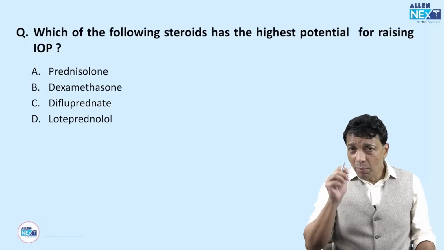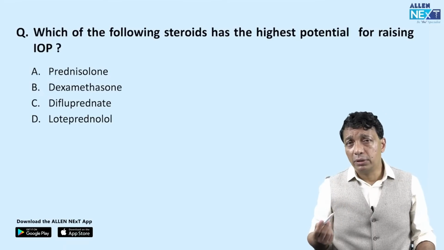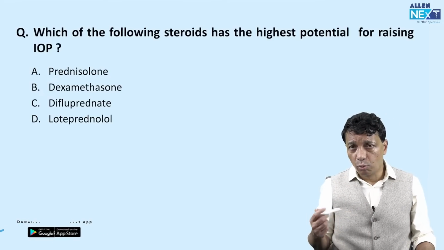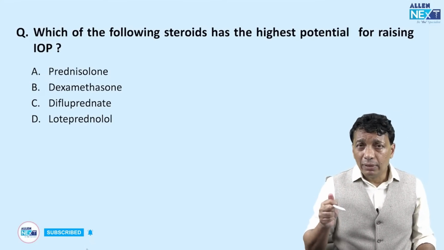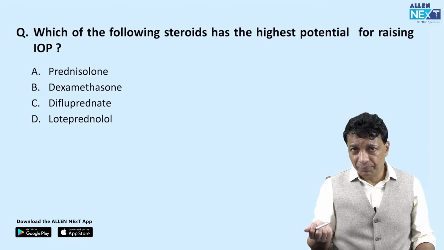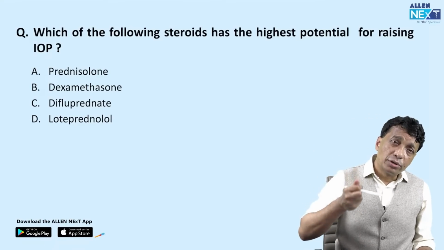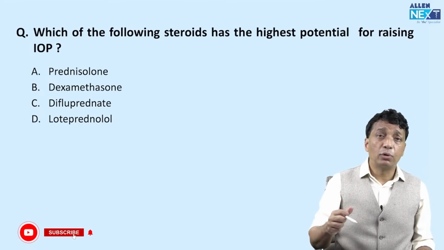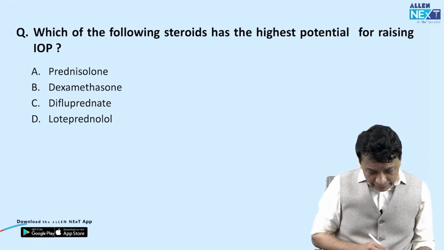So, you will remember the rule of thumb: the more powerful the steroid, the more the glaucoma, the more the rising intraocular pressure. What do you mean, more powerful the steroid? It means simply the more powerful its anti-inflammatory effect. The more powerful the anti-inflammatory effect, the more it causes raised intraocular pressure. And the answer here is prednisolone, incorrect.